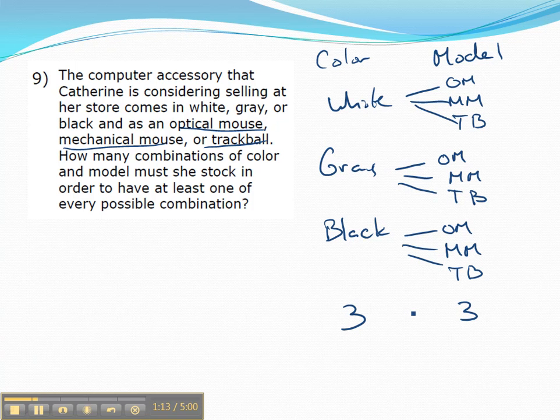The fundamental counting principle tells us that if we multiply the number of choices, we get the total possible combinations. 3 times 3 is 9. So in order to have at least one of every possible combination, she needs to stock 9 combinations of colors and models.